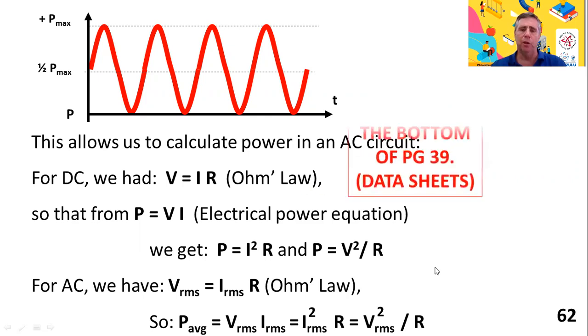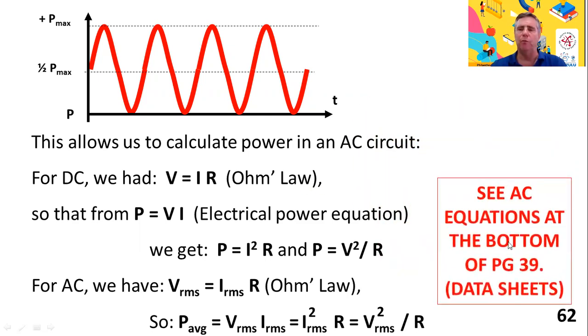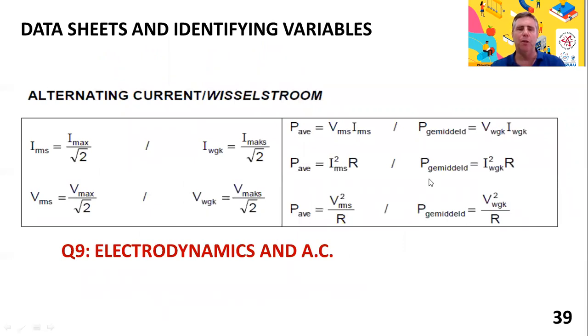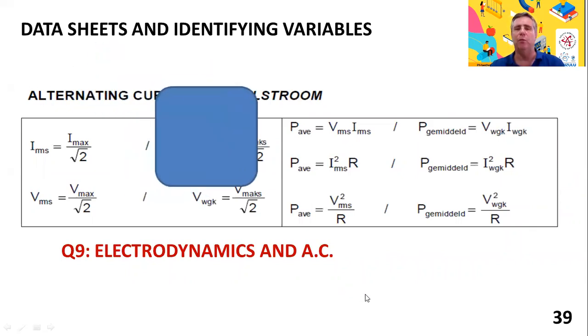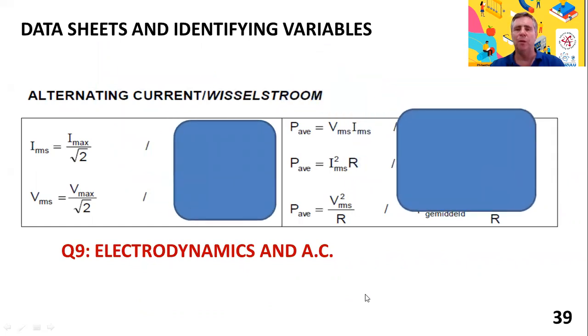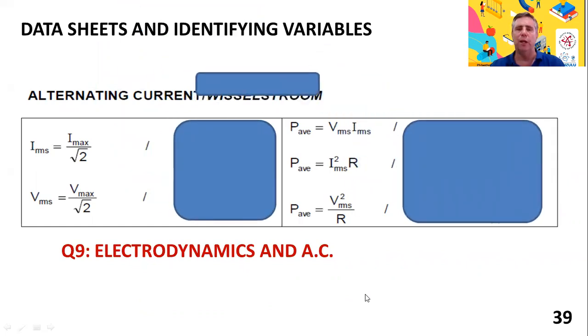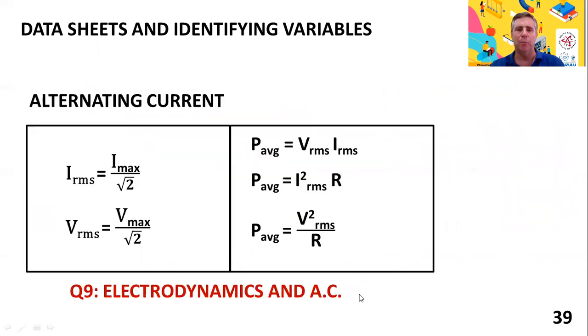Now you don't need to learn these because you'll find all of these in the equations at the bottom of page 39 on your data sheets in the exam. Let's have a look at that. If you go to page 39, this is what the data sheet looks like, and it looks like you've got twice as many equations as you actually need. In fact, we can get rid of those, because those are just the Afrikaans language version, and we can simplify it to say there are 5 important equations.